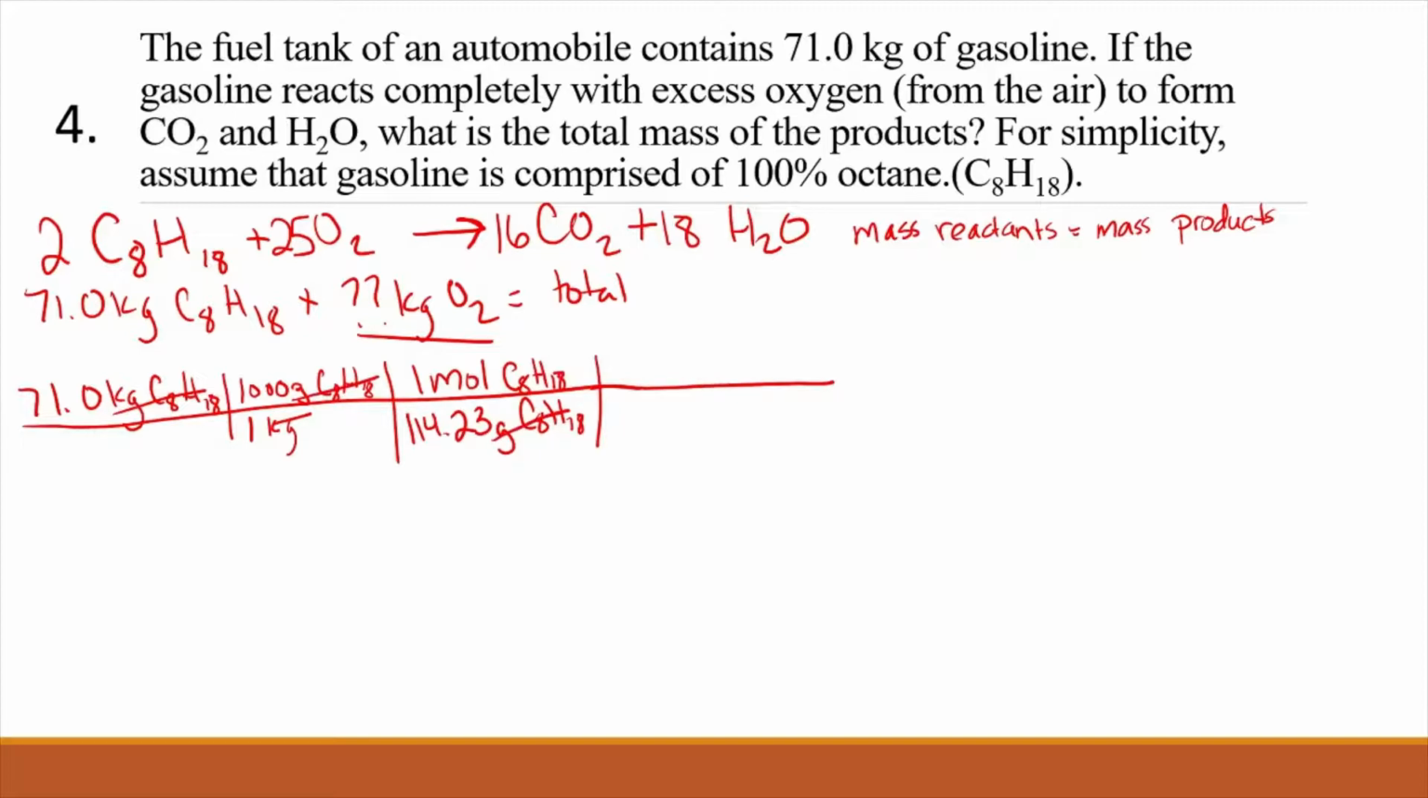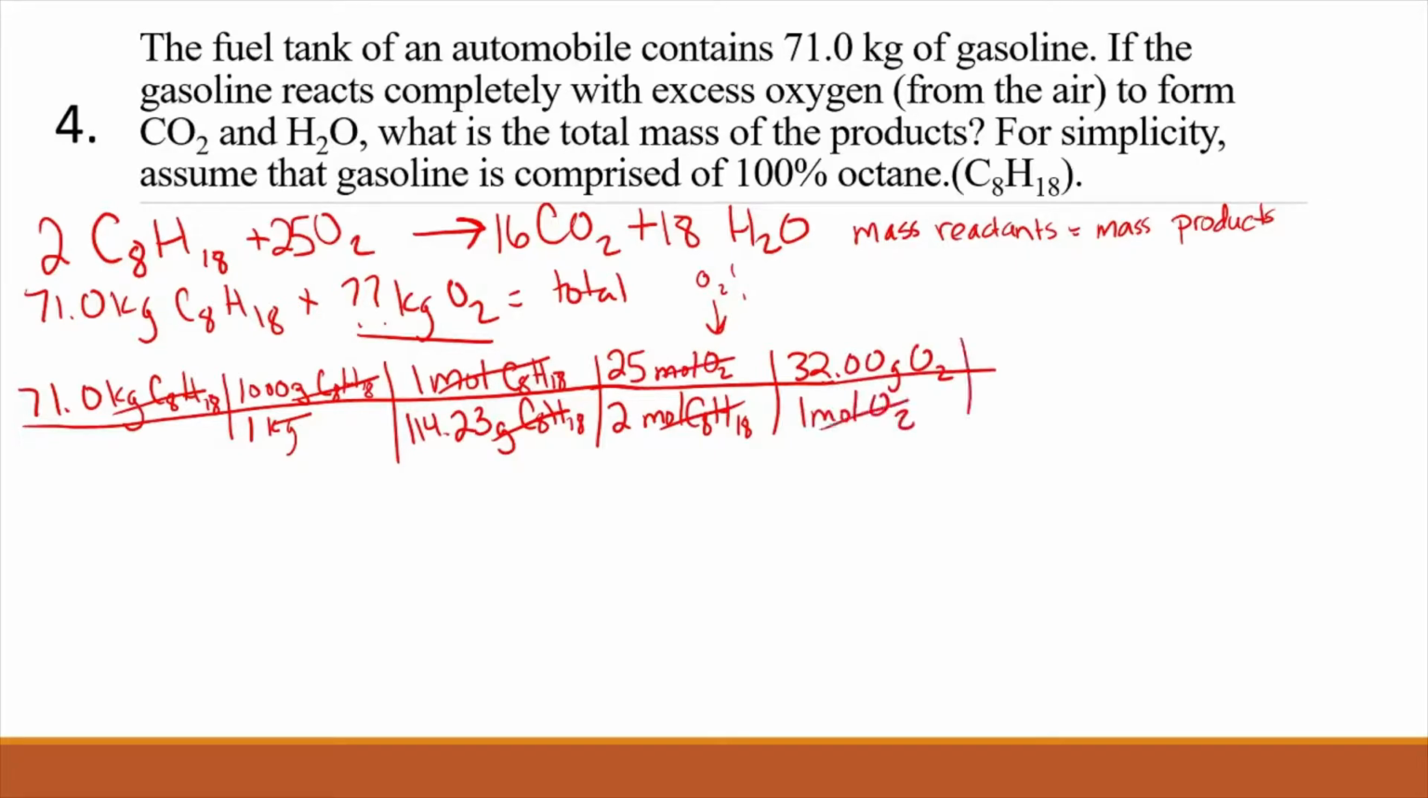Okay, and now that we have moles of C8H18, we can convert this to moles of oxygen. And we need 25 moles of oxygen for every 2 moles of octane, C8H18. And then now we have converted to moles of oxygen, and notice it's O2, not O. So now converting back to mass of oxygen, this needs to be 2 times the molar mass of O, which is 32. So 32 grams of O2 per 1 mole of it.